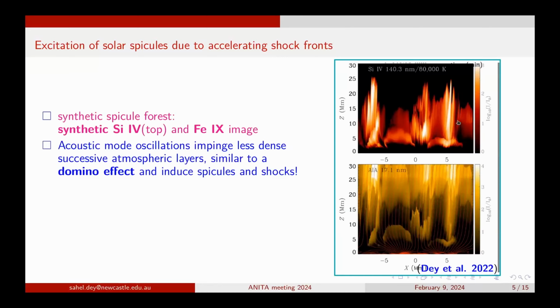So if I now show you one animation, this is a synthetic intensity profile of around 80,000 Kelvin plasma, and here it is 0.6 million Kelvin plasma.